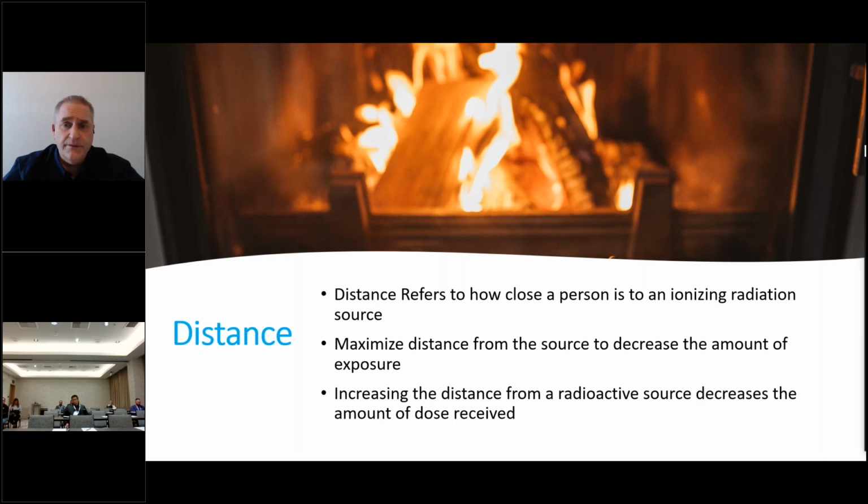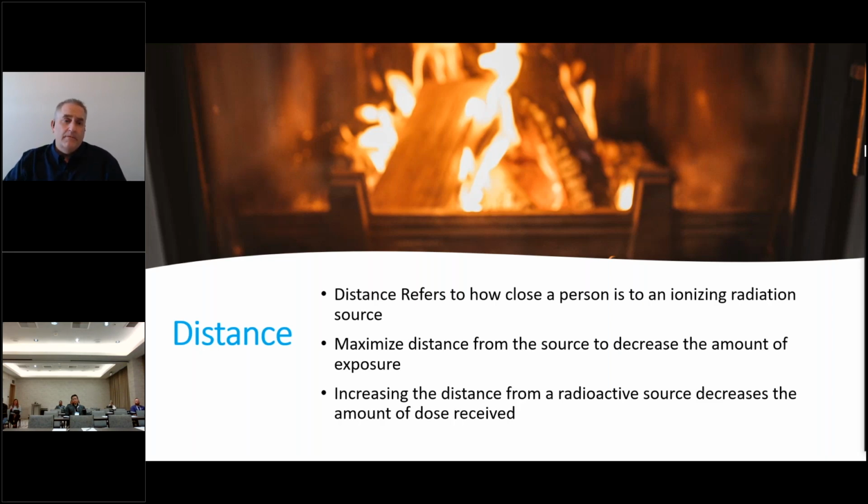So the thing to remember about distance is we have what's called the inverse square rule. Basically, as you increase your distance away from the source, you inversely reduce your exposure. A perfect example: you sit by a fireplace. The closer you sit to the fireplace, the more heat you feel. The further away you sit, the cooler you feel. It's the same effect, except we're talking about a feeling versus an actual exposure that we cannot sense.